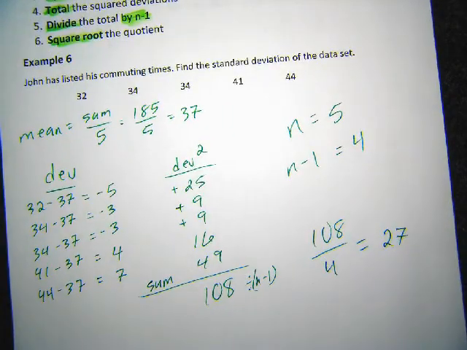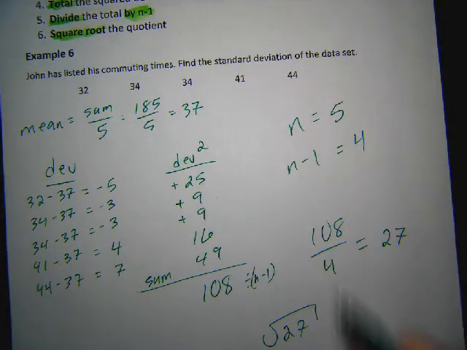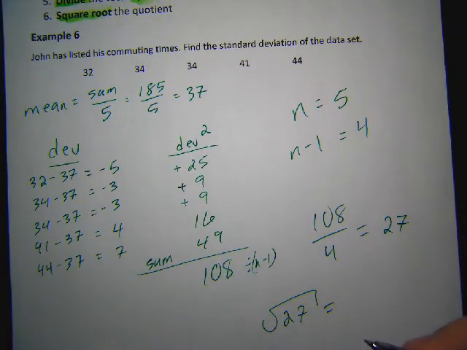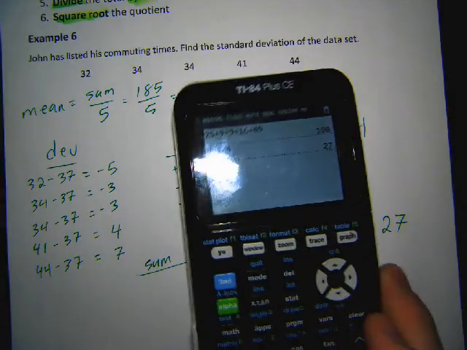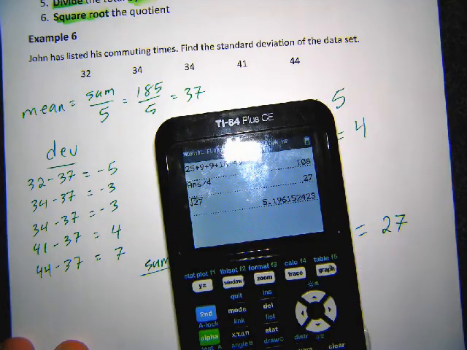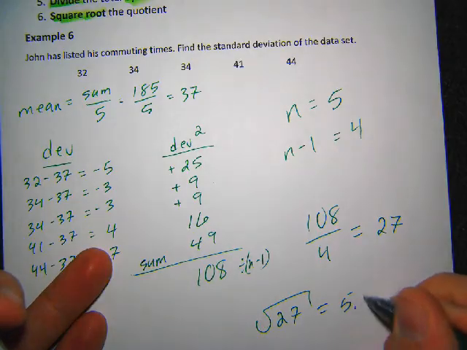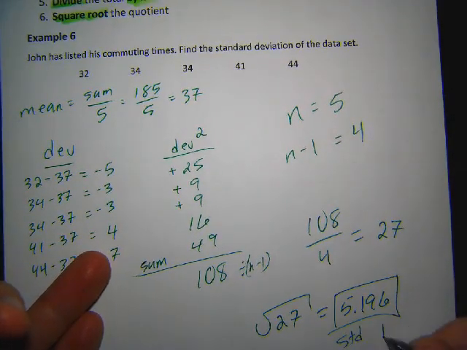Last step, after you divide, you have to square root that answer. Don't forget to square root because we just squared everything. We can't leave it squared. We've got to go back and undo that. So we square root everything. So I take a second. Square root of 27. I just typed in square root of 27 on there. And I get 5.196. And that is our standard deviation.